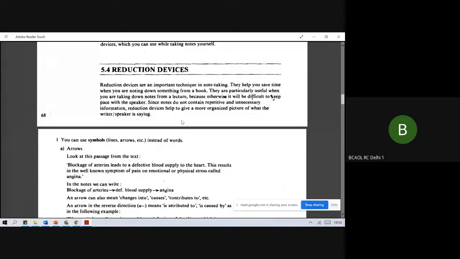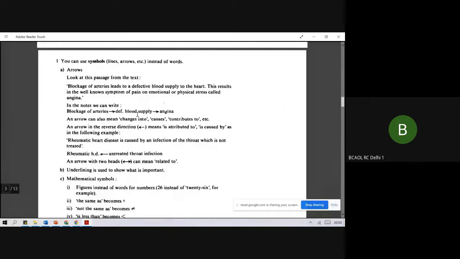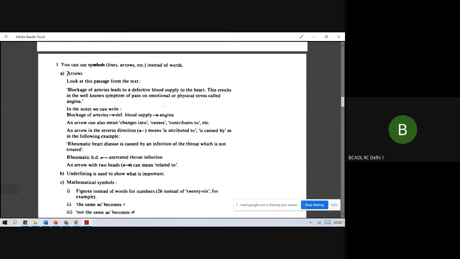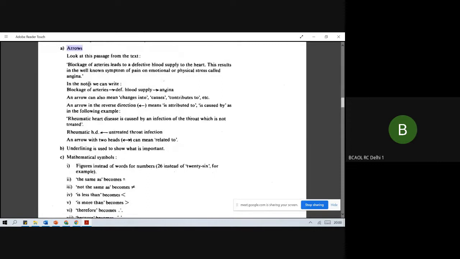Especially in your exam, you get a passage or extract. On the basis of that, you have to note down the important things. So you have a certain period of time. So you can use reduction devices like the arrow. One is the arrow. When repeated words, repeated information or repeated examples are there, you can use this tool. One of the tools is the arrow. So using an arrow, this is one example.